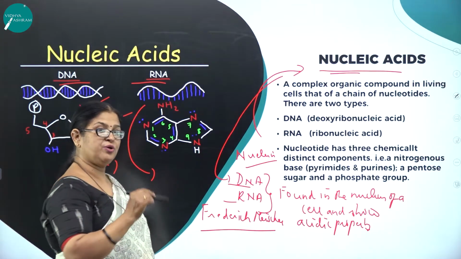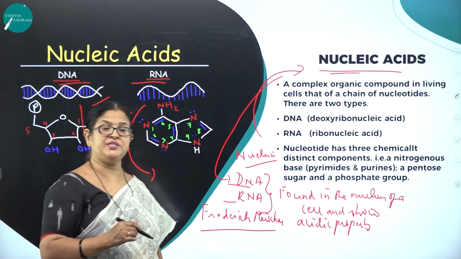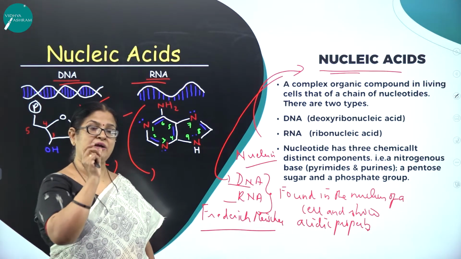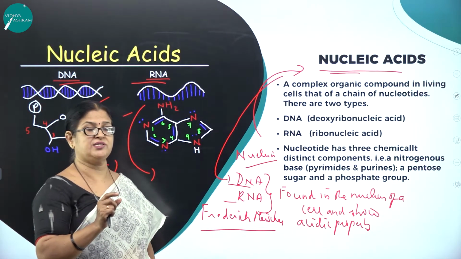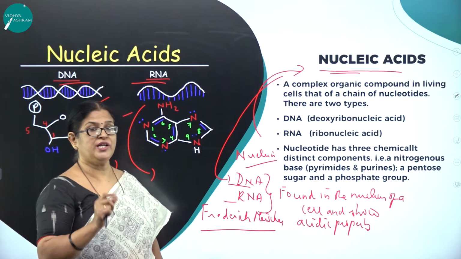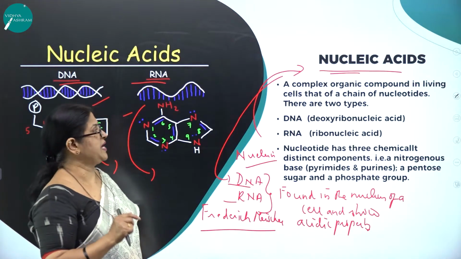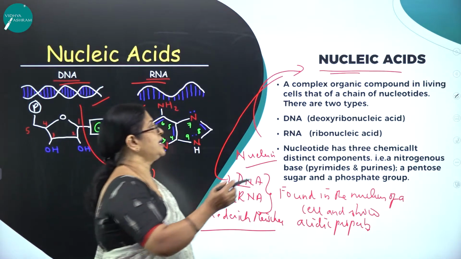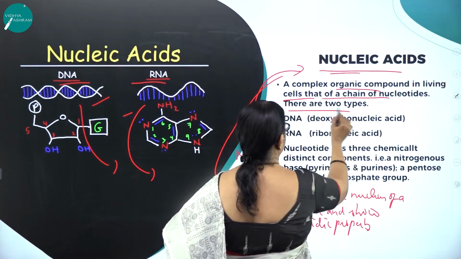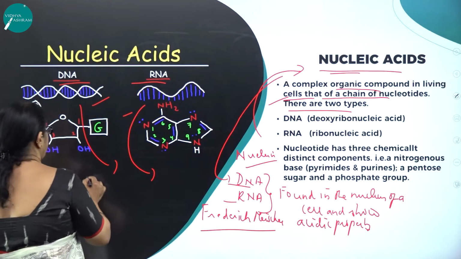So the word nuclein was coined by Friedrich Miescher, who subjected the hospital bandage cells to certain digestive enzymes, and one part of the cell remained undigested. That undigested part he called nuclein, and since they show acidic property, they were called nucleic acids. So what are nucleic acids? Complex organic compounds in living cells made up of a chain of nucleotides.